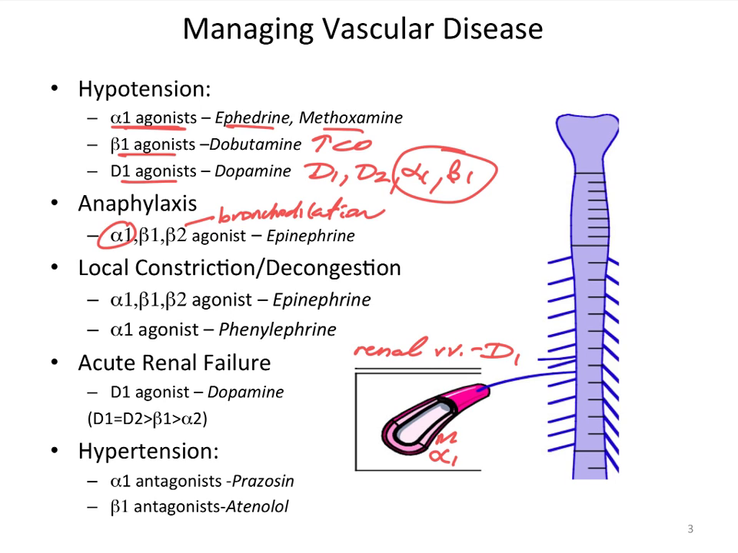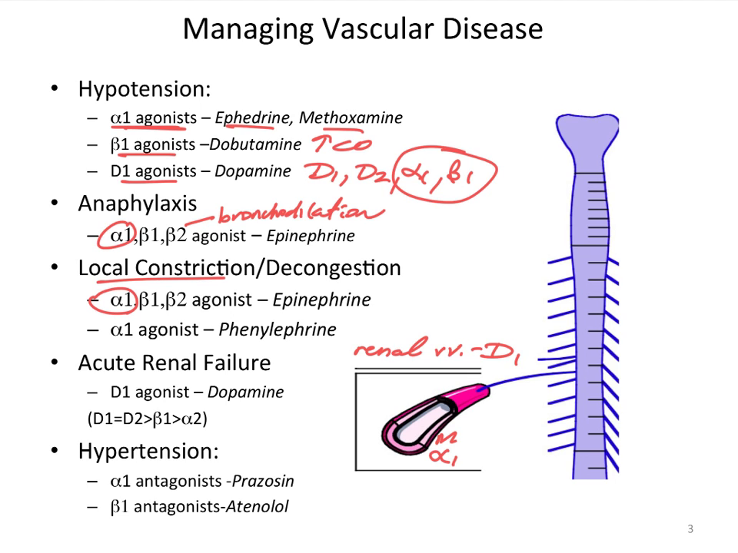We also see epinephrine being used, obviously, as a local constrictor agent added to local anesthetics. We want to maintain them in a certain region where we want to restrict those blood vessels, and epinephrine through the alpha-1 receptor will do that.